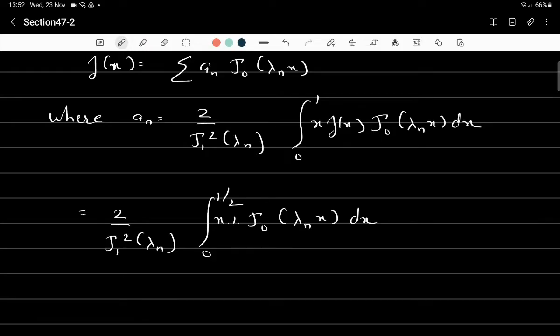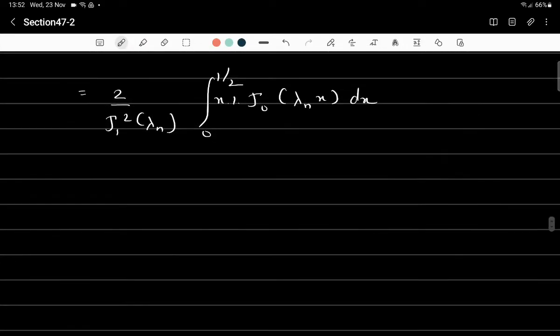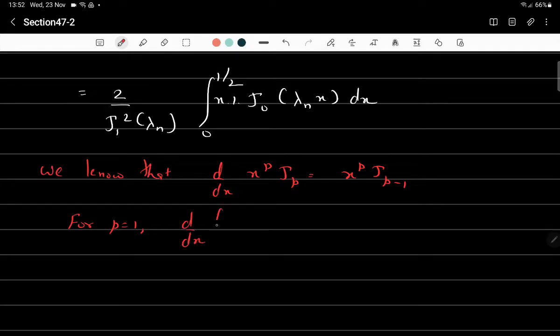So I have to use the recurrence relation. Now try to identify which is the most suitable recurrence relation. There is a recurrence relation which says that d by dx of x raised to the power p Jp is x raised to the power p Jp minus 1. So if you put p is equal to 1, then d by dx of x J1 is x J0, and if I take integration on both the sides, then it becomes x J0 is x J1.